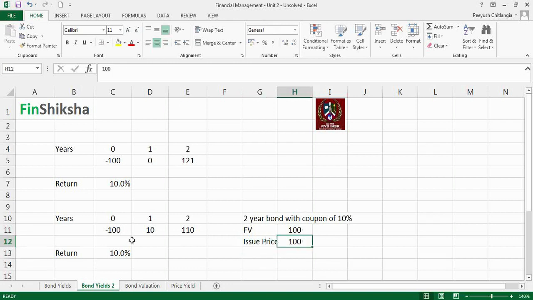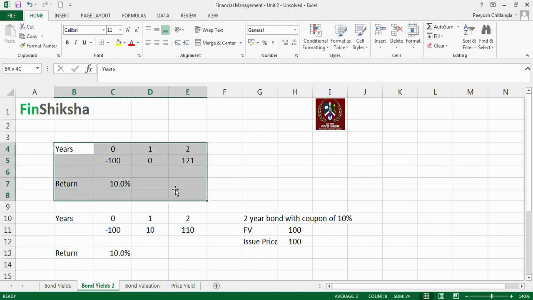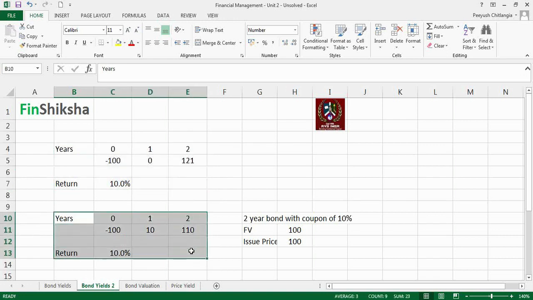And based on these numbers, we arrive at a return or yield of 10%, which means both these bonds are technically the same because they're giving the same return. You put in 100 rupees and whatever set of cash flows they give you, they give you the same return at the end of it. Now, the fact that these two are the same is going to have more implications for us in future.